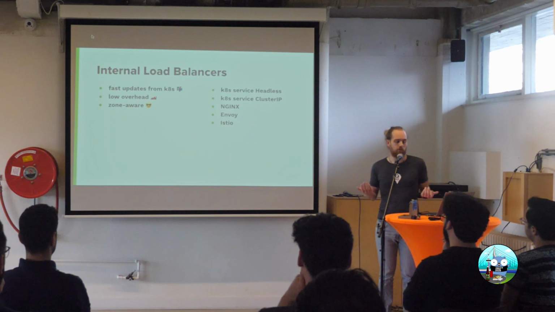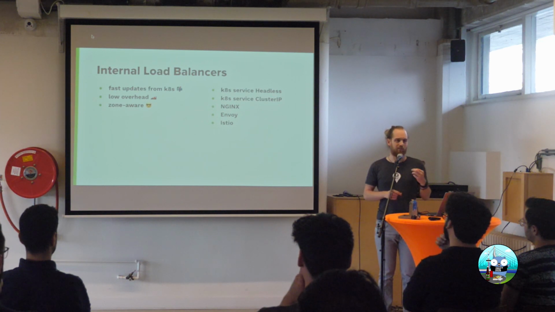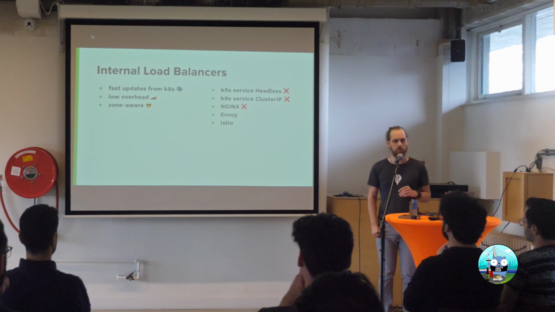So preferably zone aware. So you can do a Kubernetes service, a headless one, which you just saw you shouldn't do. Not necessarily, at least be a little bit careful. You can do a cluster IP, which has the downside of not working as nicely for gRPC, because it just keeps the connection open.